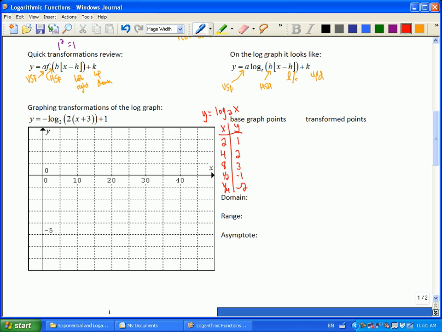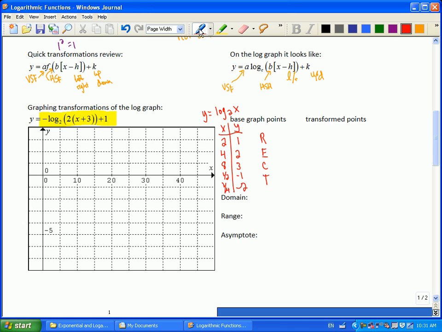So now when I'm going to transform these points, I'm going to have to think about what I've got here. I've got my reflections, expansions, compressions, and any translations. I'll just move this over so I've got some room. So let's take a look at this graph here that we started with. Are there any reflections in that graph?